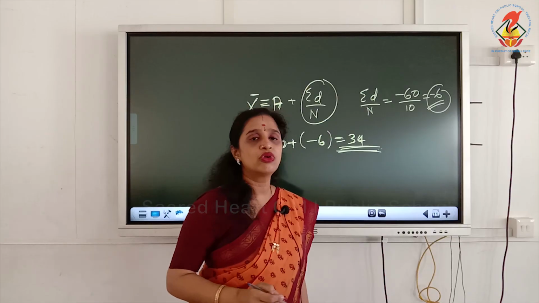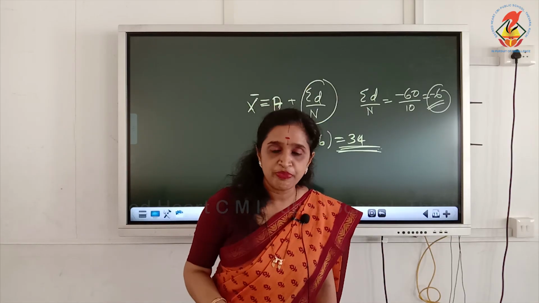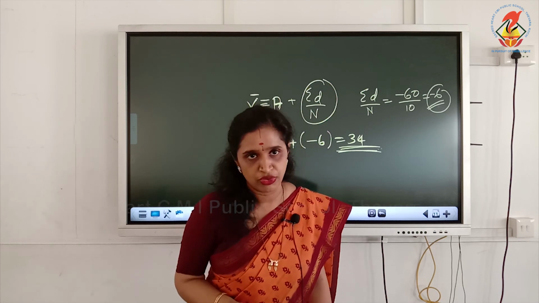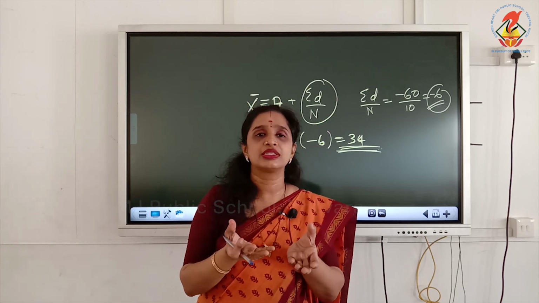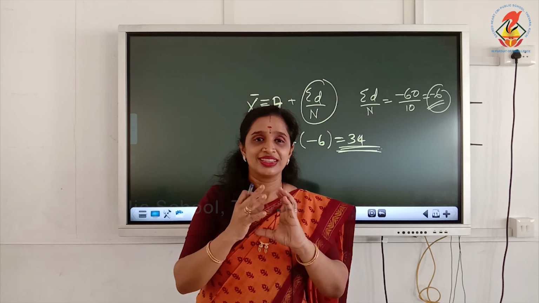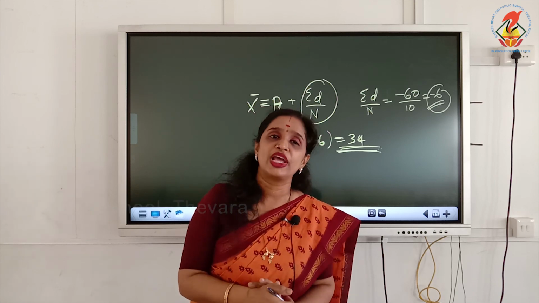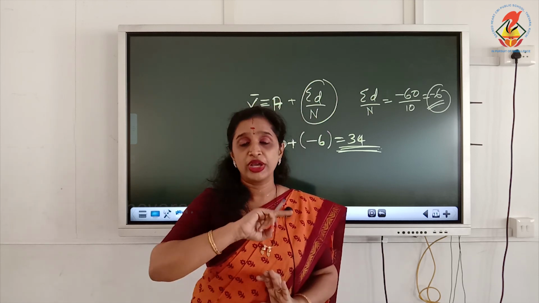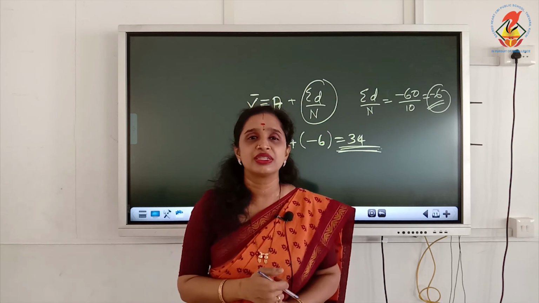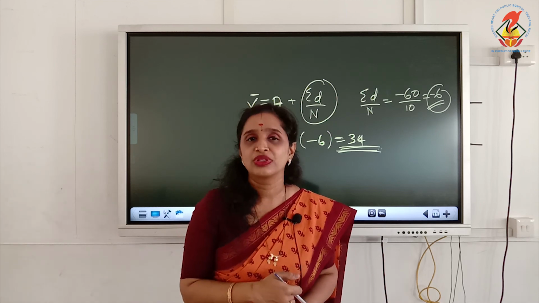So, the answer you got by the two methods is the same. Arithmetic mean is 34. So, the whole data is summarized and represented by a single value, 34. By using both methods, the direct method and the shortcut method, you got the same answer.